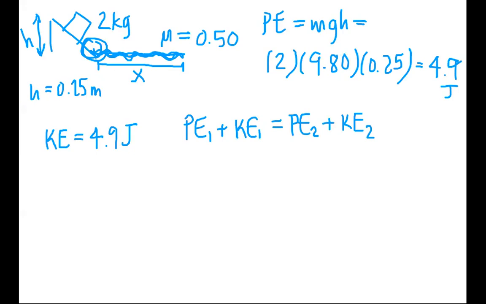And as we have no kinetic energy initially and no potential energy at that second part of the problem, we can say that PE1 is equal to KE2. So that's how we're able to conclude that the kinetic energy at the bottom of the ramp is equal to the potential energy at the top. So right before it hits that rough patch, it has 4.9 joules of kinetic energy.